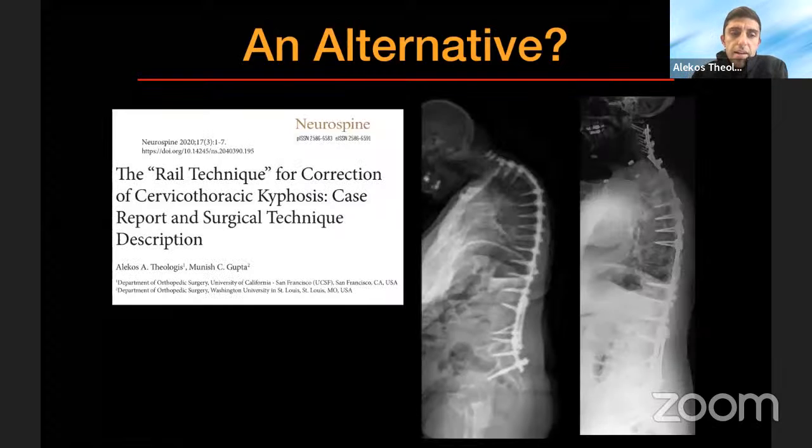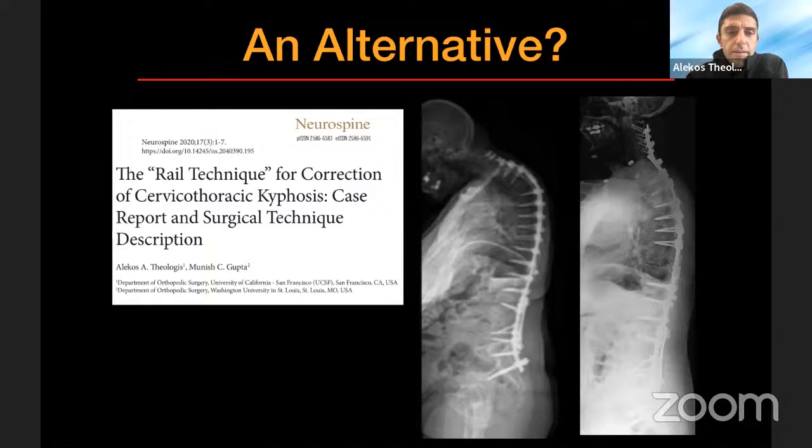I learned this technique and I'll present it to you. I've modified the one that I learned from Dr. Gupta, but it's what we call the rail technique. I'll walk through the individual steps of it to demonstrate why it's called the rail and why this is my go-to surgical technique to correct cervicothoracic deformities.